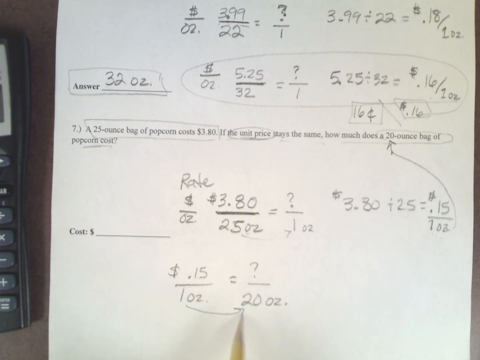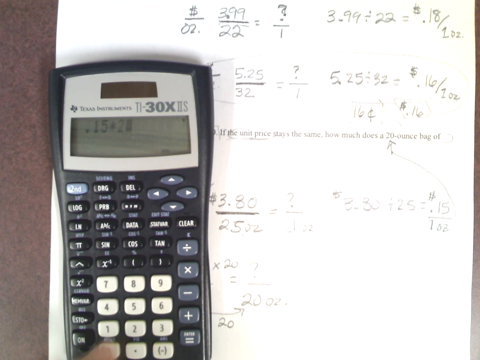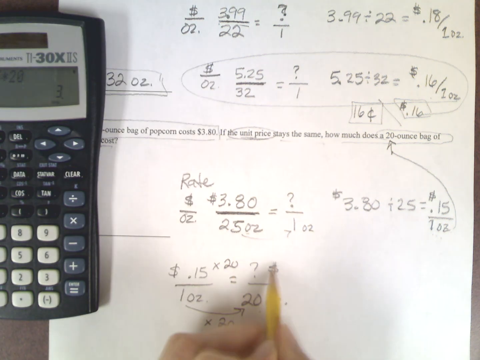So what do I have to do to get from 1 to 20? I've got to multiply by 20. So I'm going to multiply my 15 cents times 20. 0.15 times 20. In this case, that gives me 3. So $3.